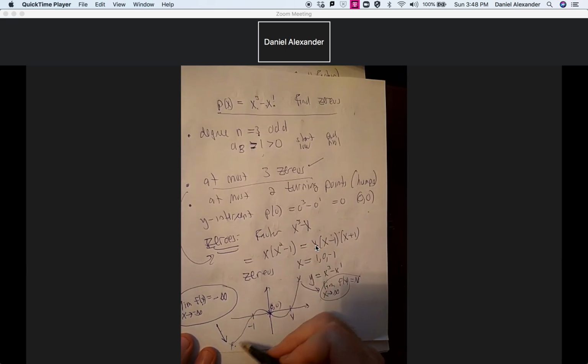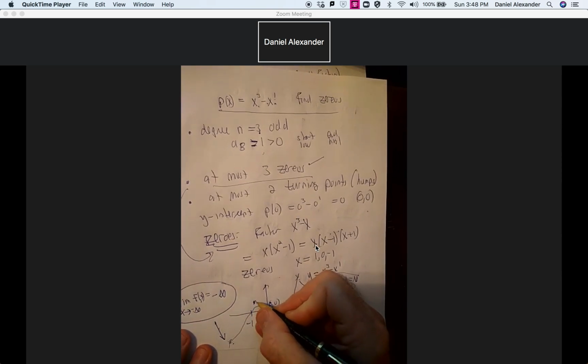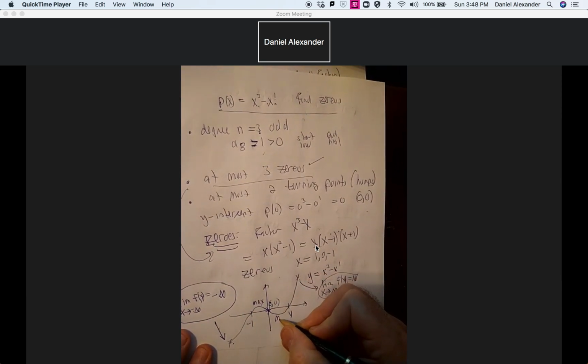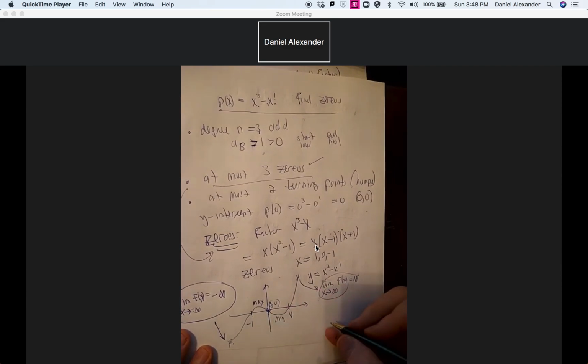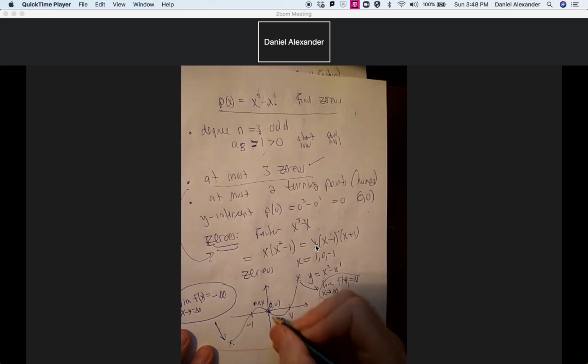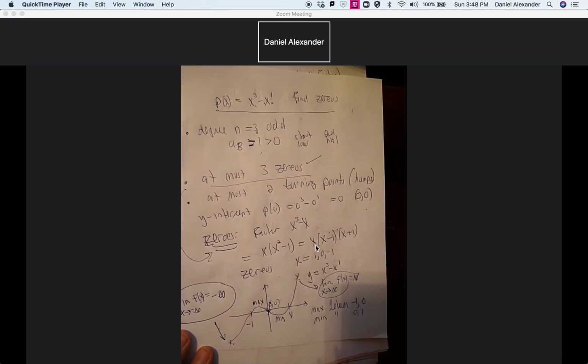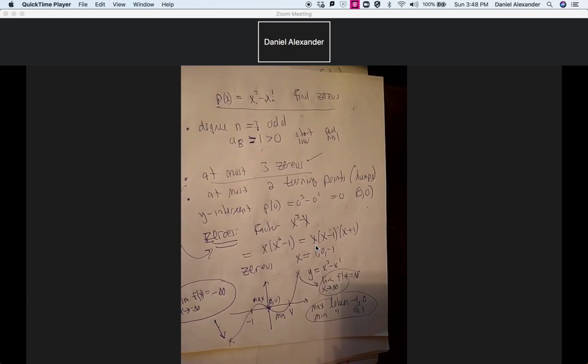And we see that we have a max here, a minimum here. We know the max is between -1 and 0. And the min is between 0 and 1. Again, then we look at the picture, we get a sense of what the graph does.